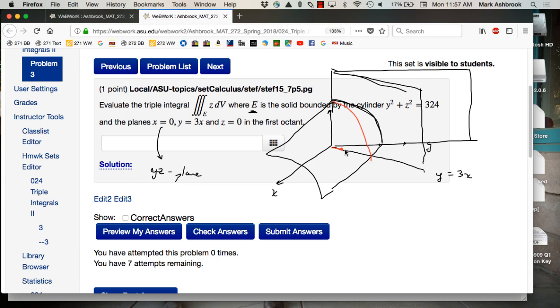So I'll outline the whole thing in red. It's going to be like this, and like this. There's the back in the x equals 0 plane, and then back there also. So I've outlined the whole thing in red. Does it show up red on the screen?